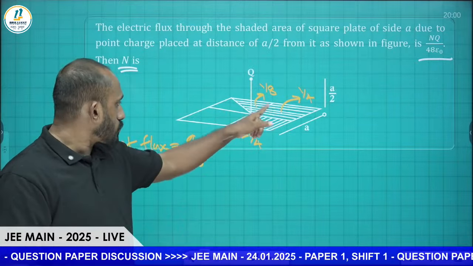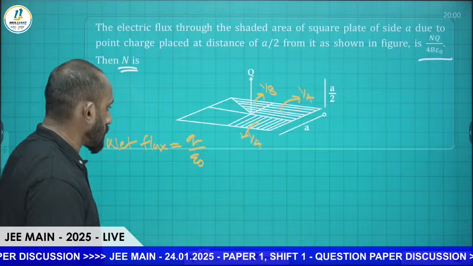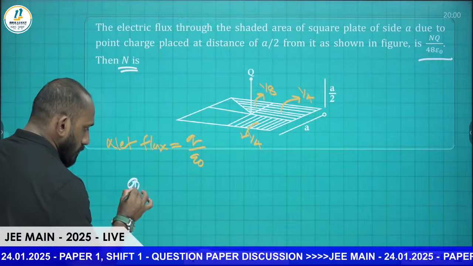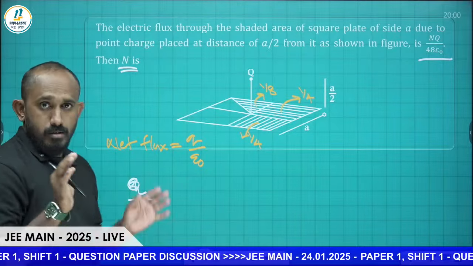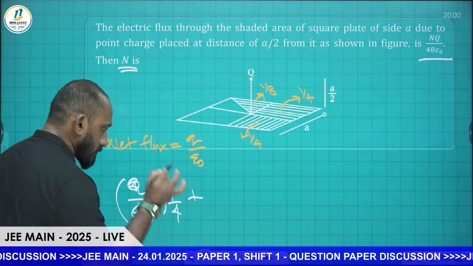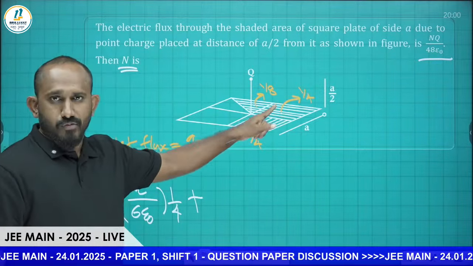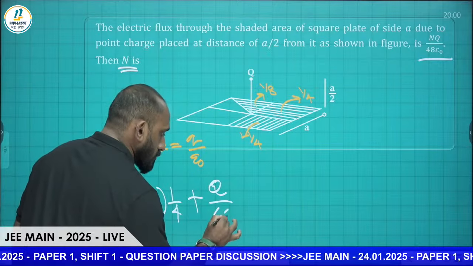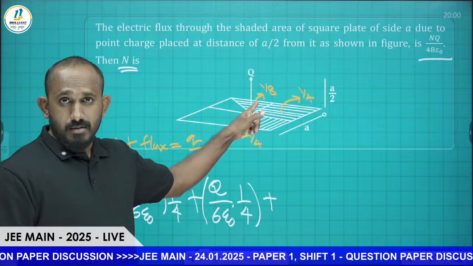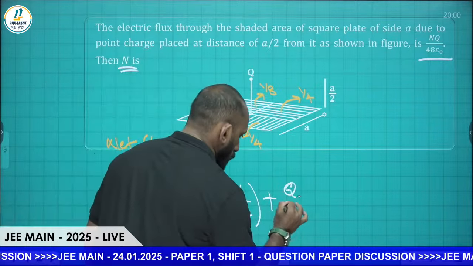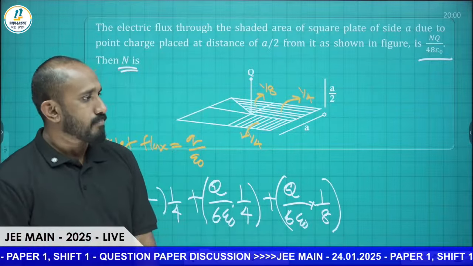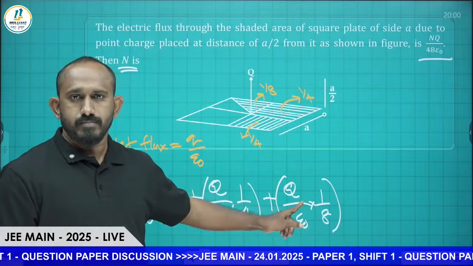Okay, so here 1, 2, 3. Only this shaded area we have to find out. So the first area will be Q, the total charge, by 6 epsilon 0 through the entire surface, and its 1/4 will be taken, plus the second shade also 1/4, so Q by 6 epsilon 0 into 1/4 again, plus the third one, which is 1/8, so Q by 6 epsilon 0 into 1/8. This is the net flux.